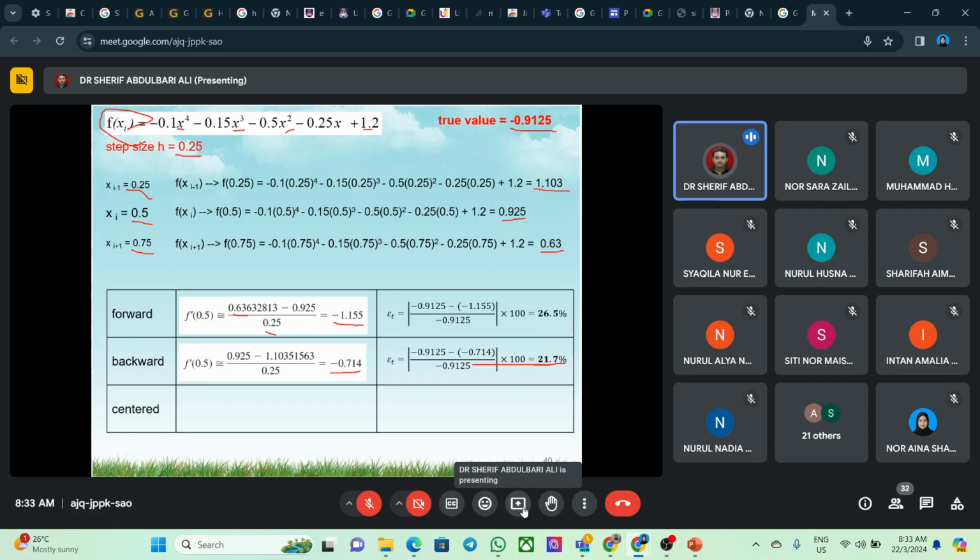0.63 minus 1.103 over 2 step size. So this value minus this value over 2 step size. So the answer here is -0.934. Look at this value and look at the true value, and somehow they are closer to each other. That's why when you calculate the error, you see the error is 2.4. So when you are reducing the step size, you are also reducing the error.